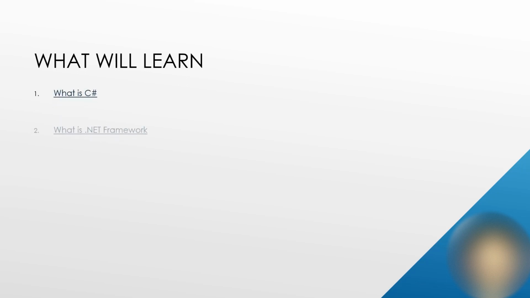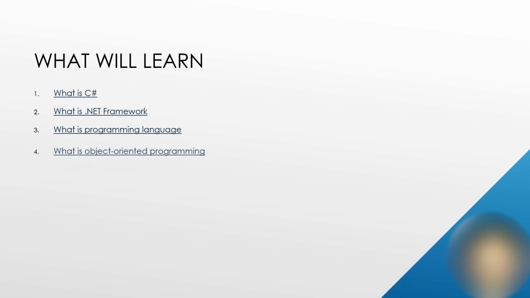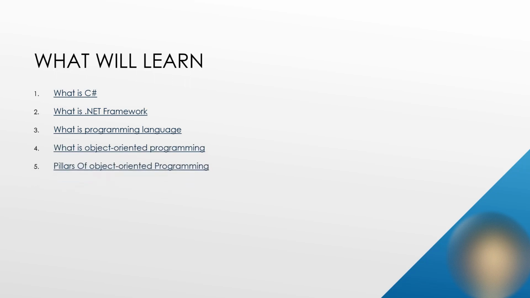In this video we are going to learn the basics of C Sharp. So let's see what we are going to learn in this tutorial. We will learn what is C Sharp. After that we will learn what is .NET framework. After that we will learn what is programming language. Then we will learn what is object-oriented programming language. Then we will learn pillars of object-oriented programming language. After that we will learn why we use C Sharp.